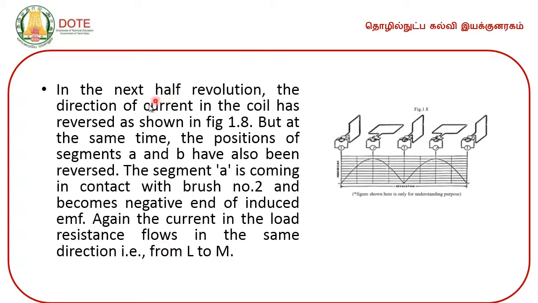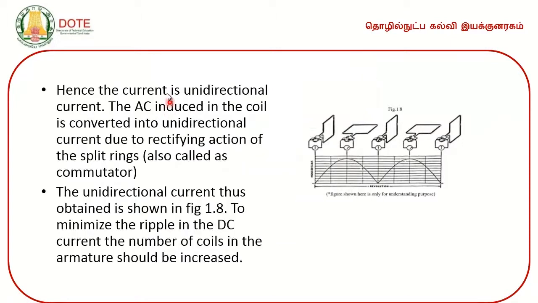In the next half revolution, the direction of current in the coil has reversed as shown in figure 1.8, but at the same time the positions of segments A and B have also been reversed. The segment A is coming in contact with brush number 2 and becomes the negative end of induced EMF. Again, the current in the load resistance flows in the same direction from L to M. Hence, the current is unidirectional.